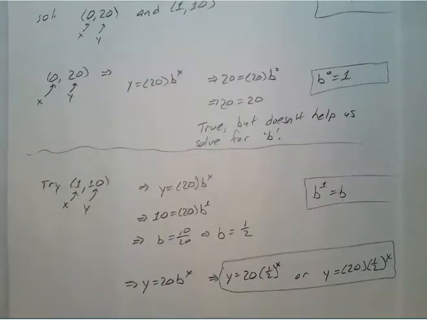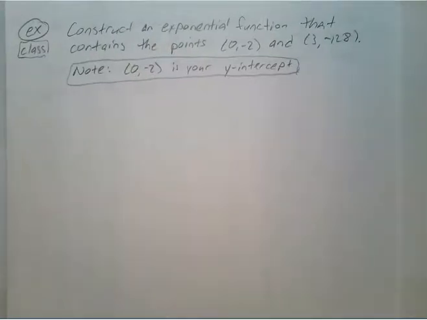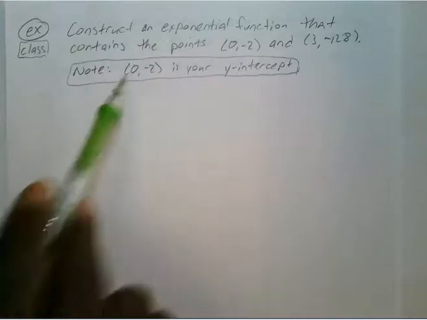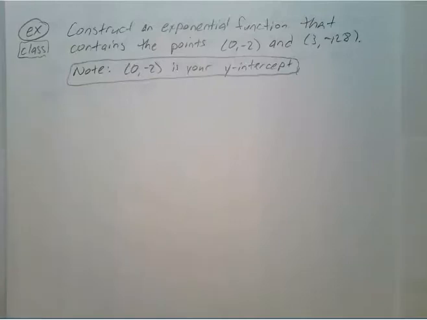All right. So if you are still writing, feel free to press pause, but we're going to go ahead and move on to our next example. What if you wanted to construct an exponential function that contains the points (0, -2) and (3, -128)? Okay, so if you have those 2 points, you know those 2 points are in your exponential function. I want you to go ahead and create the exponential function. So I want you to press pause and try this one on your own.